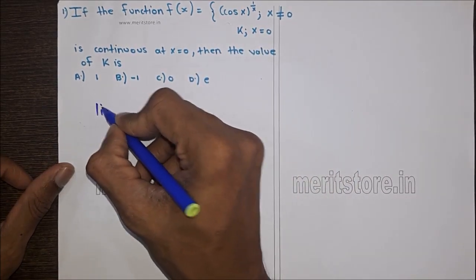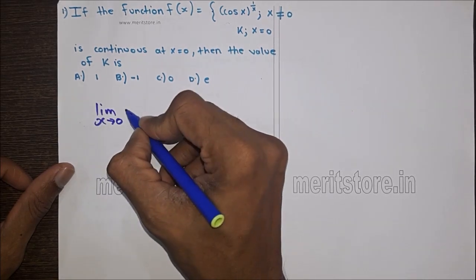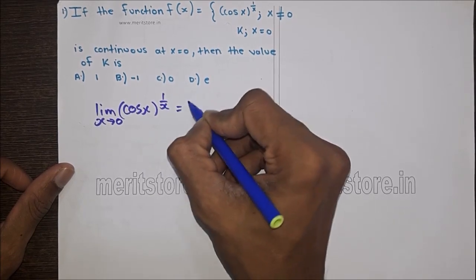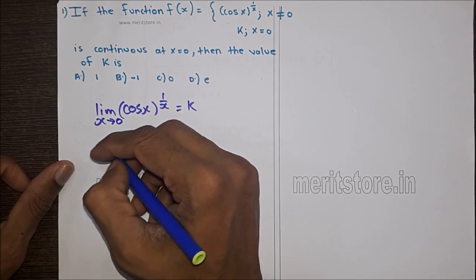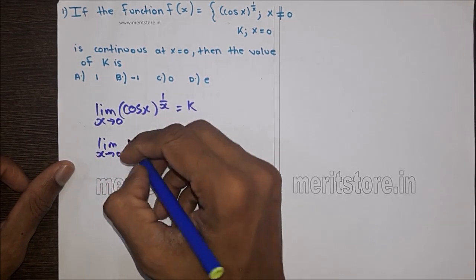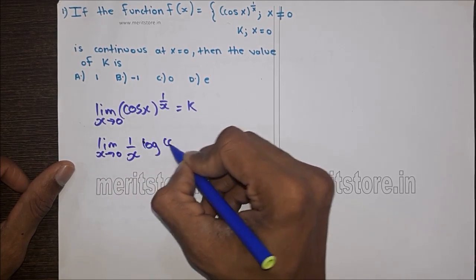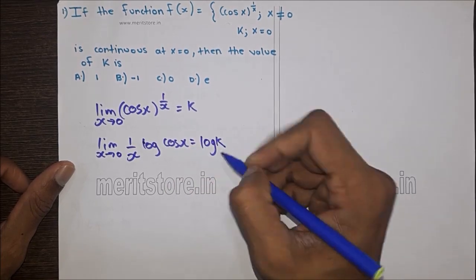Take limit x approaches to 0 of cos x raised to 1 by x, which is equal to k. Taking log on both the sides, we get limit x approaches to 0 of 1 by x log cos x equal to log k.